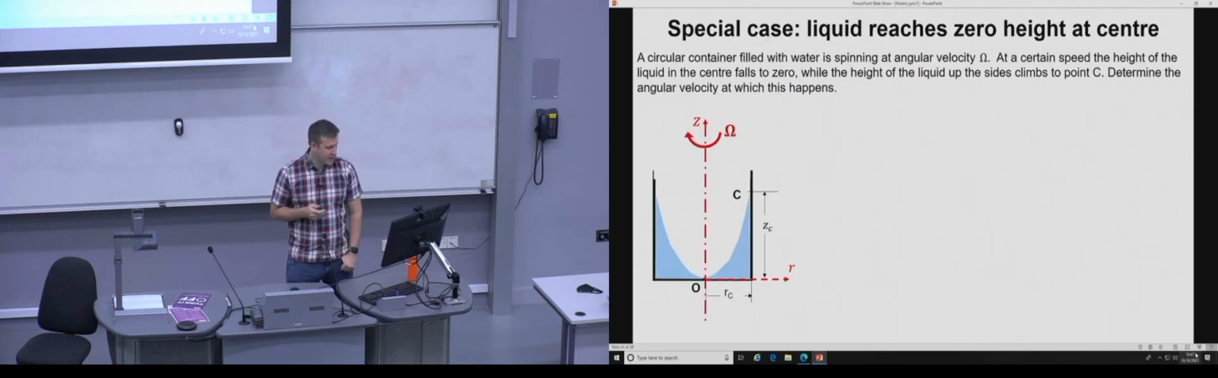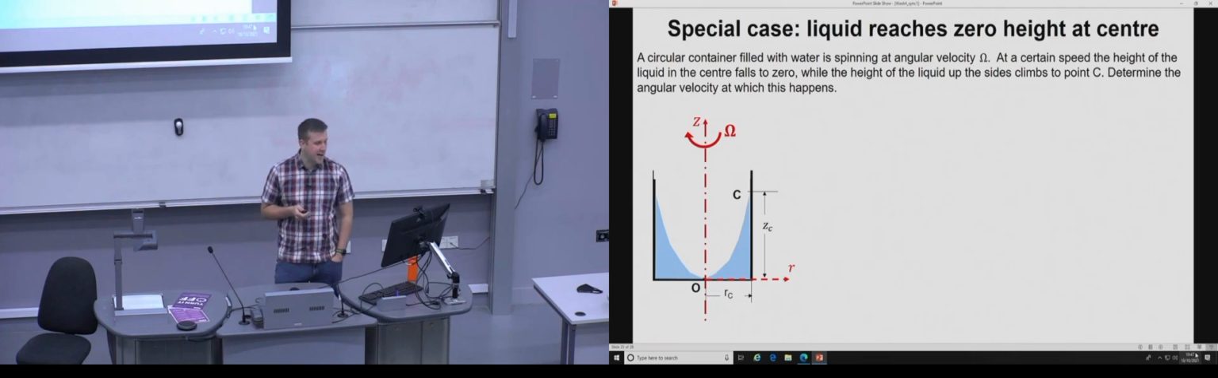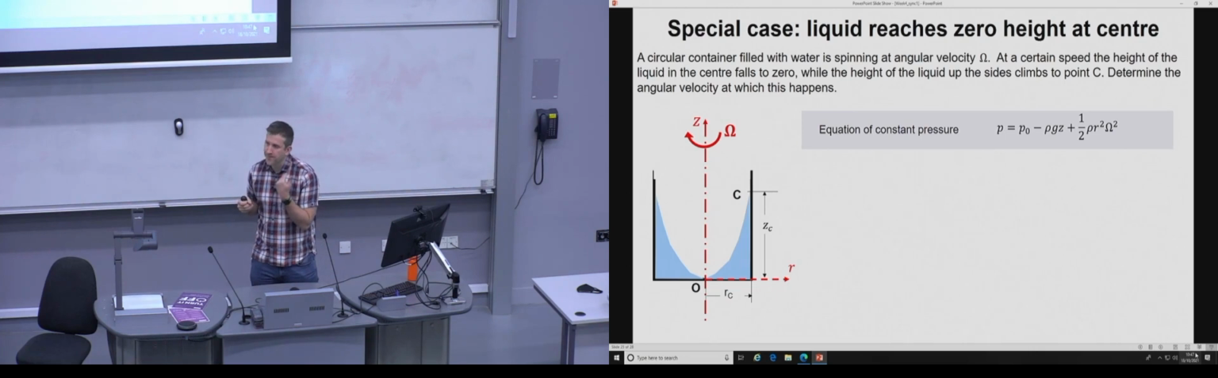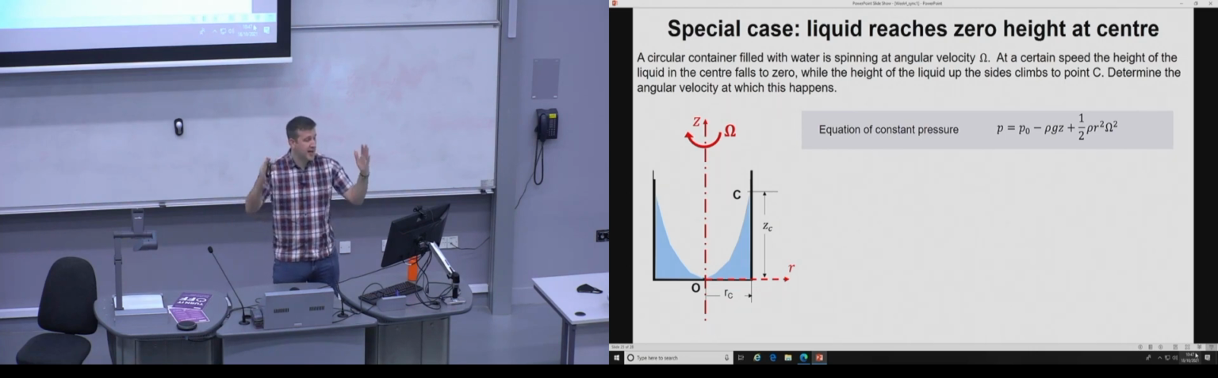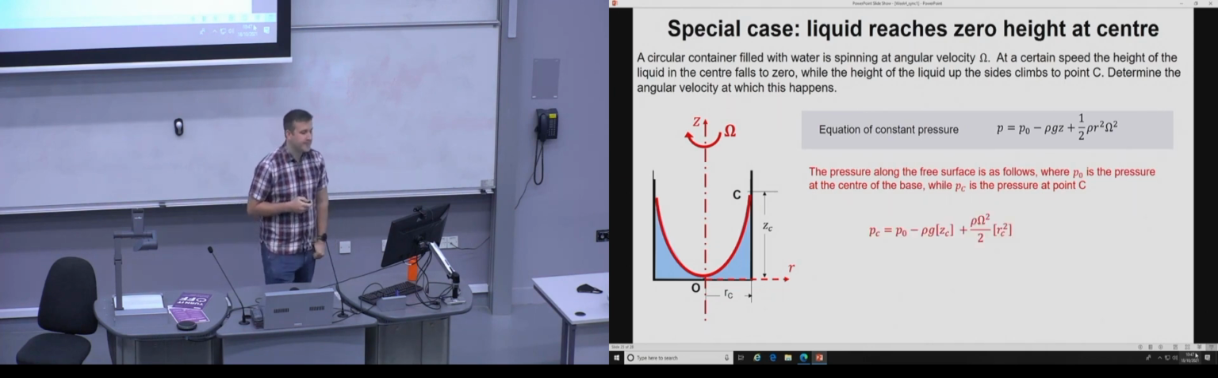Still got a few minutes left, and I just want to cover the last few slides for you. So there's a special case now where we consider the rotating tank, and we consider the situation that this parabola has just touched the base of the tank in the center. So we look at the special case.